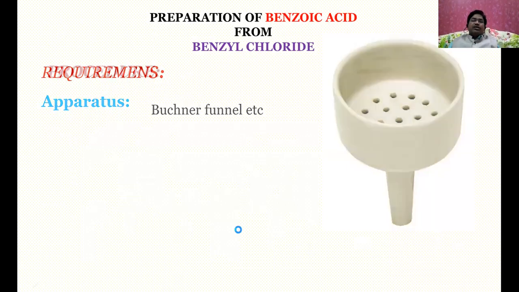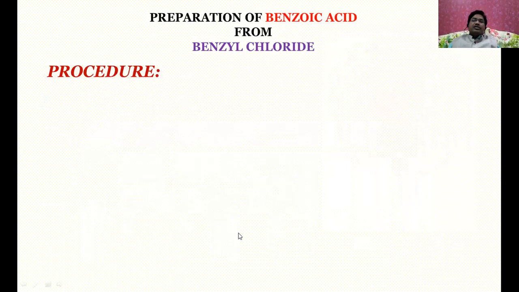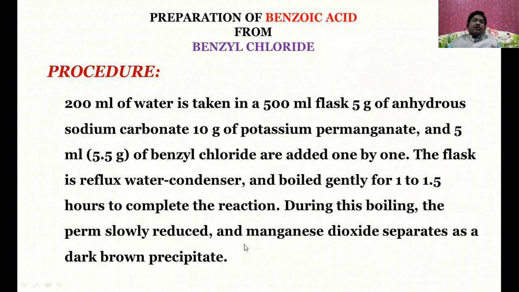Let us see what the procedure involved in this preparation is. 200 ml of water is taken in a 500 ml flask, and 5 grams of anhydrous sodium carbonate, 10 grams of potassium permanganate and 5 ml, around 5.5 grams, of benzyl chloride are added one by one. The flask is refluxed with a water condenser and boiled gently for 1 to 1.5 hours to complete the reaction.